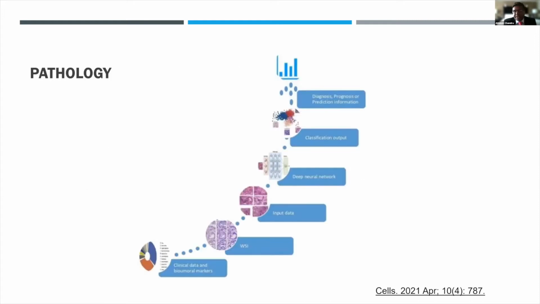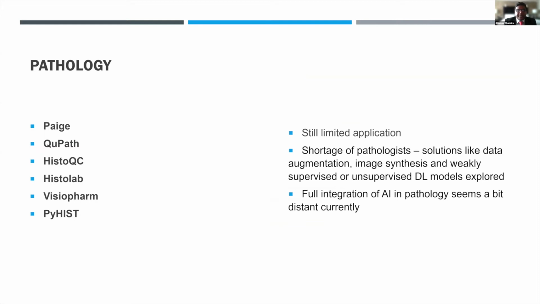Another area which is quite growing, or where AI can really have an impact, is in the realm of pathology. And there are many companies in this field, and these are the other companies also listed on the left side. But overall, it's still a very limited application. Where it can really help is in areas where we have a shortage of pathologists. Solutions like data augmentation, image synthesis, and weakly supervised or unsupervised deep learning models are being explored. Now, again, we are not at the point where we can deploy unsupervised DL models, but I think where it needs to be is weakly supervised, in areas where there is a shortage of pathologists. Full integration of AI and pathology still seems distant currently, and there are a lot of companies which are making great progress in this field.